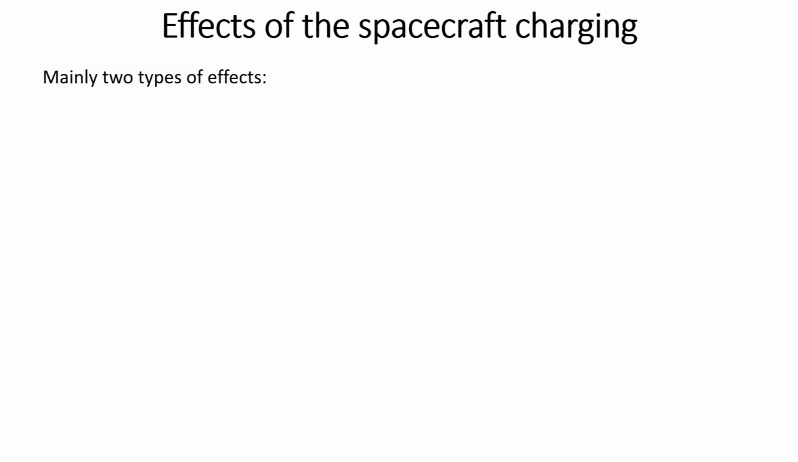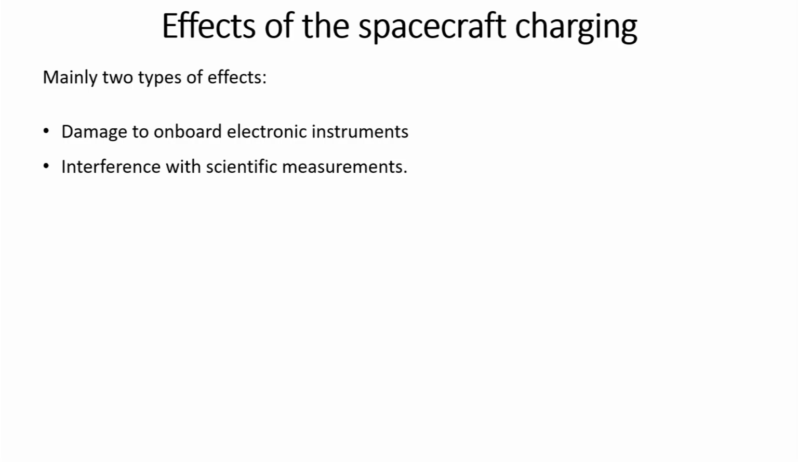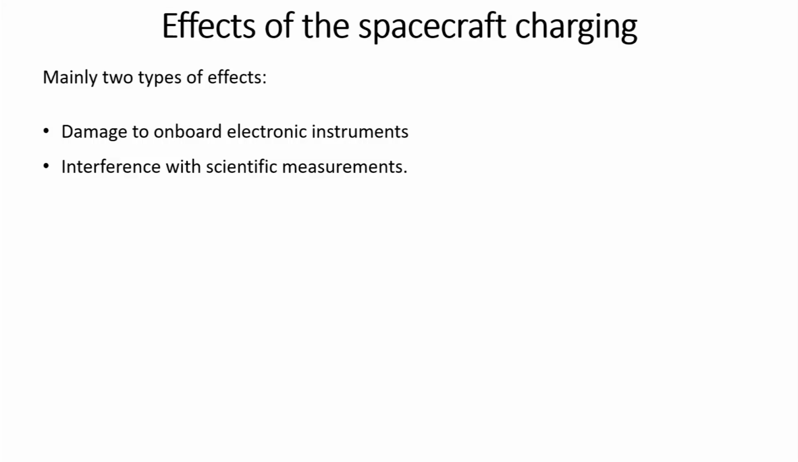Okay. Now we will discuss the effects of spacecraft charging. Basically there are two types of effects. One is damage to the onboard electronic instruments; we already explained how it happens, and we will see it now in a more focused way. The second is interference with scientific instruments. On a charged spacecraft, if you put instruments for scientific observations, like measuring the ionospheric density or the magnetospheric magnetic field, then it becomes challenging. I will come to why it becomes challenging.